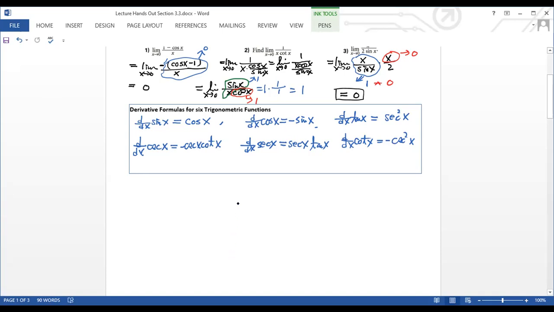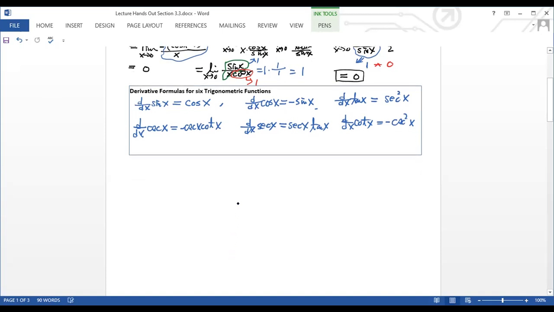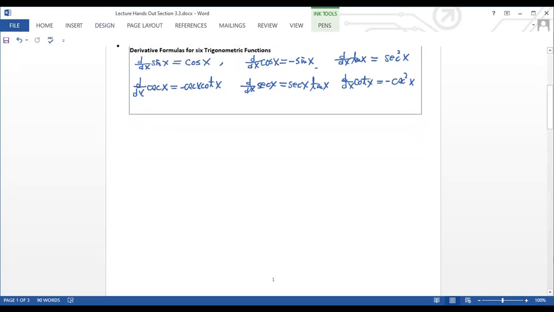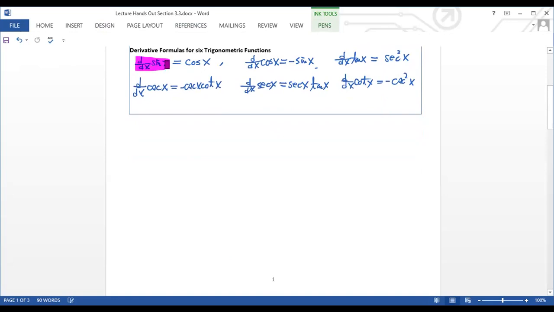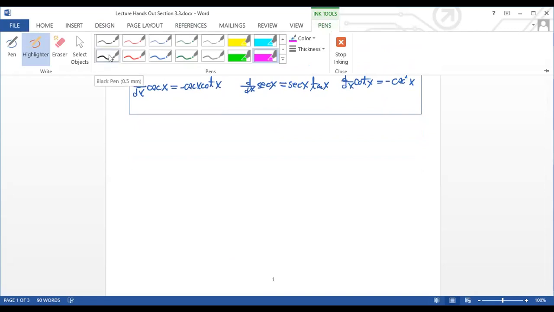So you will wonder, how do I get those, right? So I'm going to show you how we get it. So the one I'm going to prove is this one. Okay, the others you can do the same way. So why is the derivative of sine x equal to cosine x?